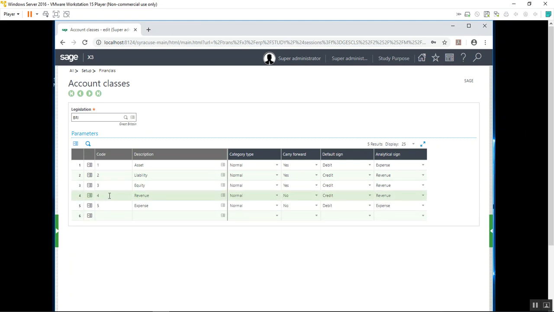Then these fourth and fifth are my profit and loss accounts, so I don't want to carry forward the balance to the next year's opening transaction, and this is the normal balance of these.